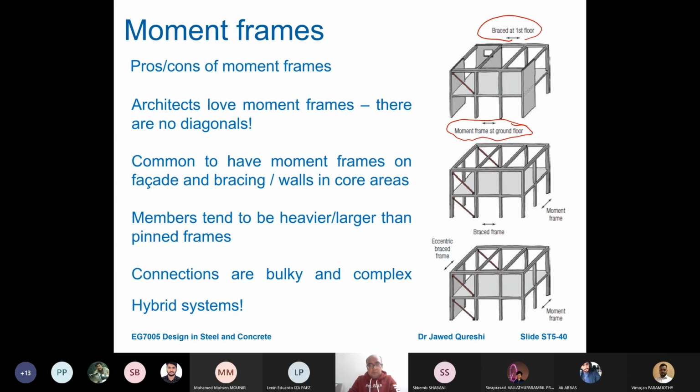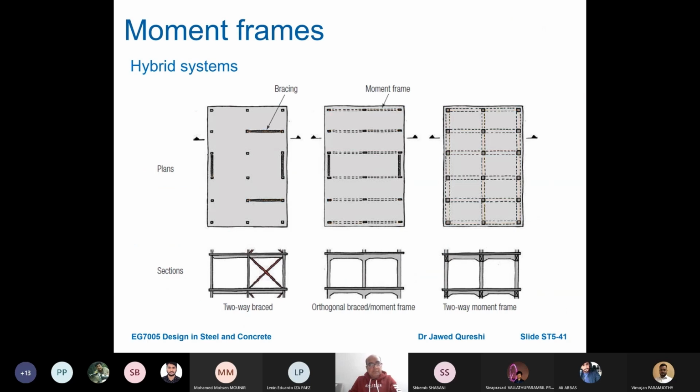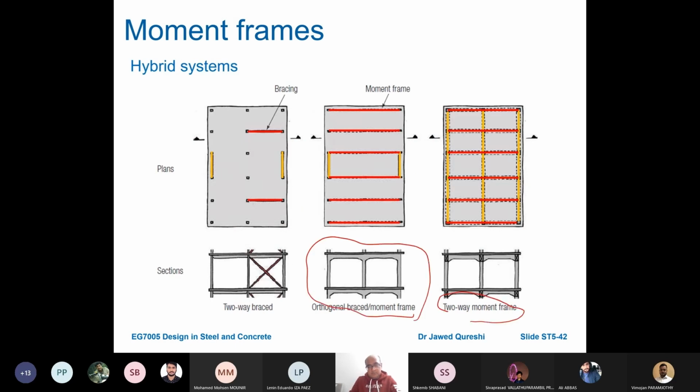So the solution to all this is to use a hybrid system. And then again here you can see a hybrid system. The first one is a two-way braced system, the second one is orthogonal or braced moment frame, and the third one is a complete two-way moment frame. So the middle one is a hybrid system.